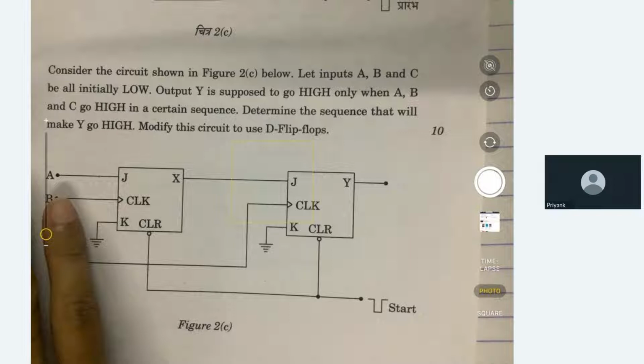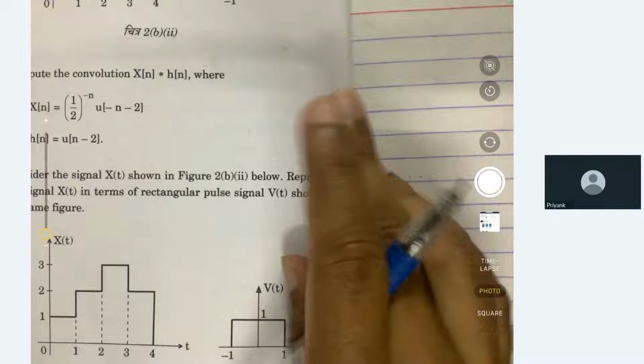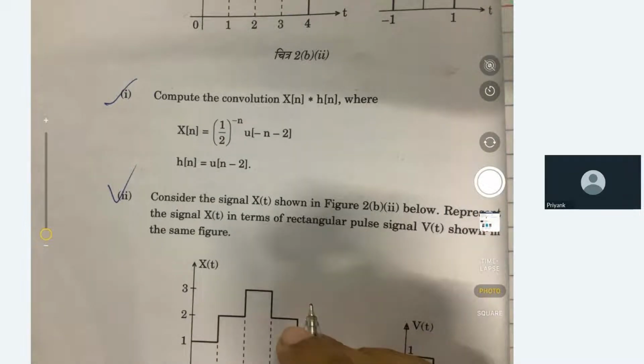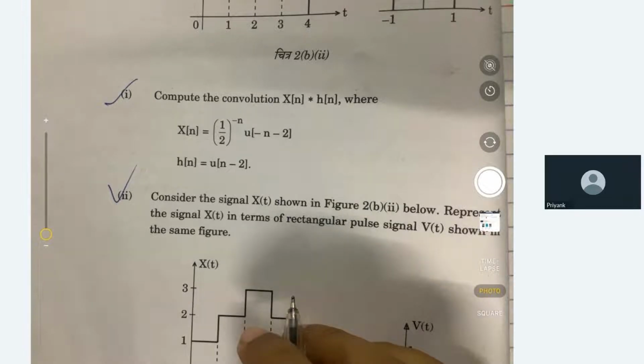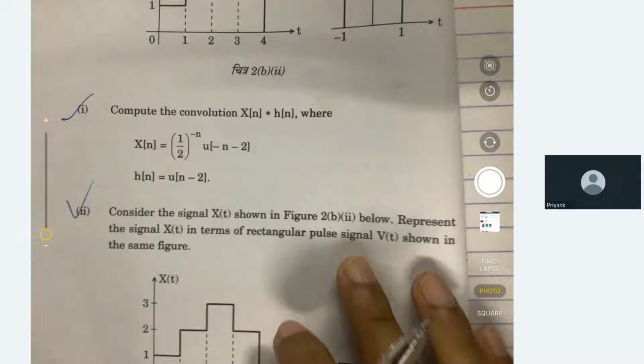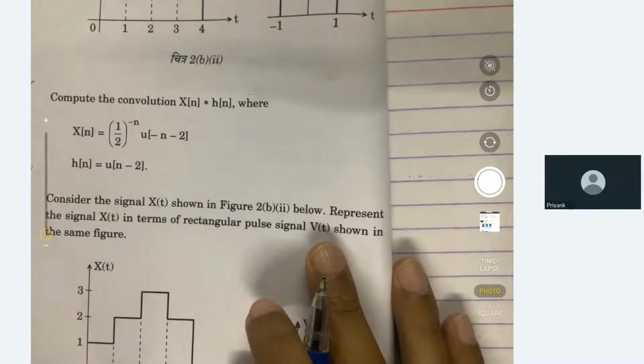Now let's come to question number 2B. The first part is they are asking us to find the convolution between these two. So what I have done, I have calculated the Z transform of both, and then reduced it by finding the inverse Z transform. The other method may be direct convolution, but I found direct convolution a little bit difficult, so I went for finding the Z transform and then taking the inverse Z transform.